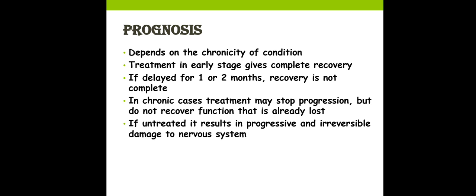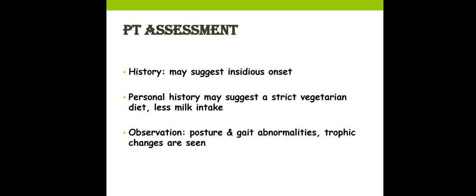In chronic cases, treatment may stop progression but does not recover function that is already lost, right? If the case is chronic, we can stop the progression by starting vitamin B12, but we cannot recover the lost functions, right? If untreated, it results in progressive and irreversible damage to the nervous system. So it is essential to start the treatment with vitamin B12 as soon as possible.